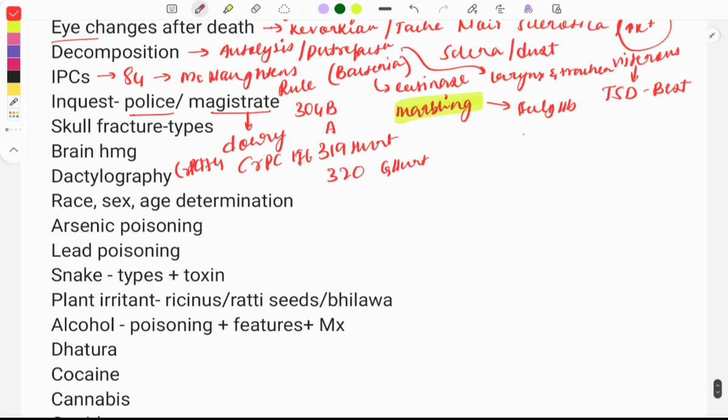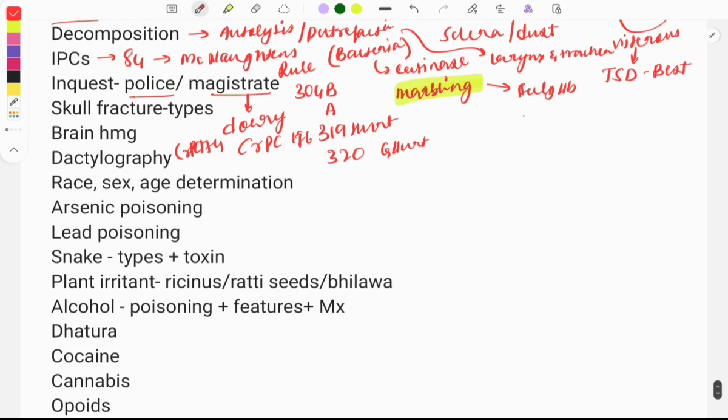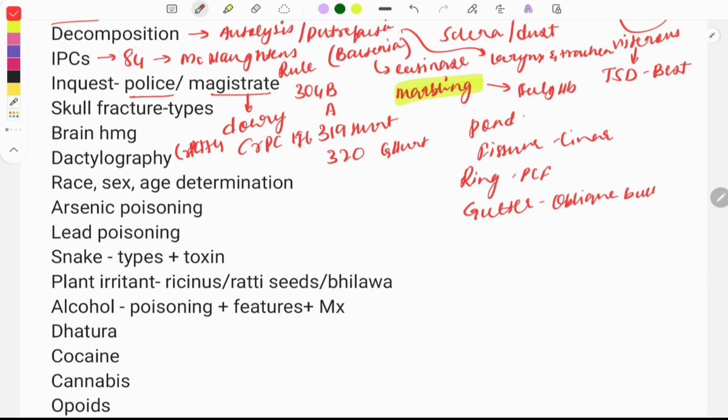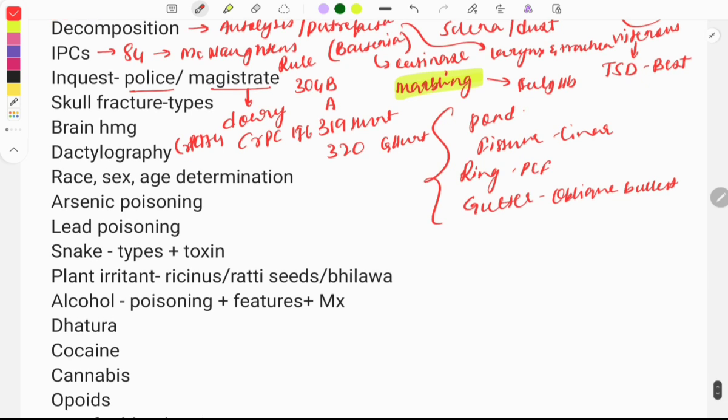Then moving on to the skull fracture. You need to know the types of the skull fracture. Like, there is the fissure fracture, which is a linear fracture, then ring fracture seen in the posterior cranial fossa, and the gutter fracture. Usually questions are asked on this gutter fracture. It is caused by an oblique bullet. Okay, so these are the fractures which you need to know. And there are other certain fractures like the depressed, also known as the signature, comminuted, and the sutural diastasis. Image-based questions are asked. They'll give you the image and ask you to say the type of the fracture.